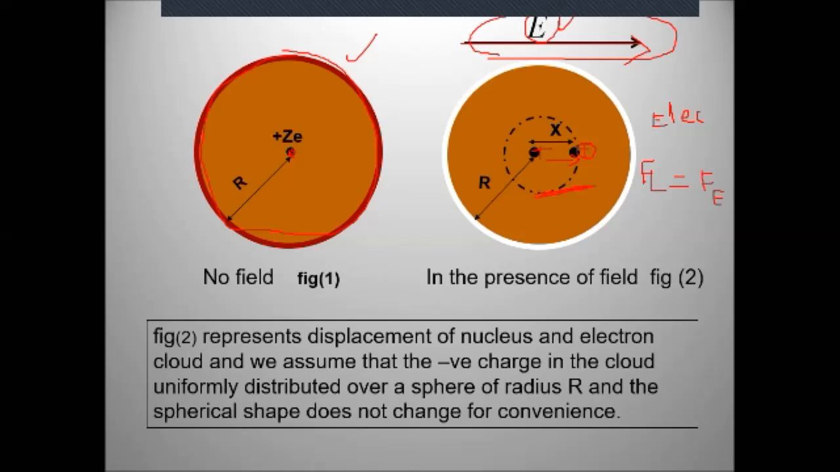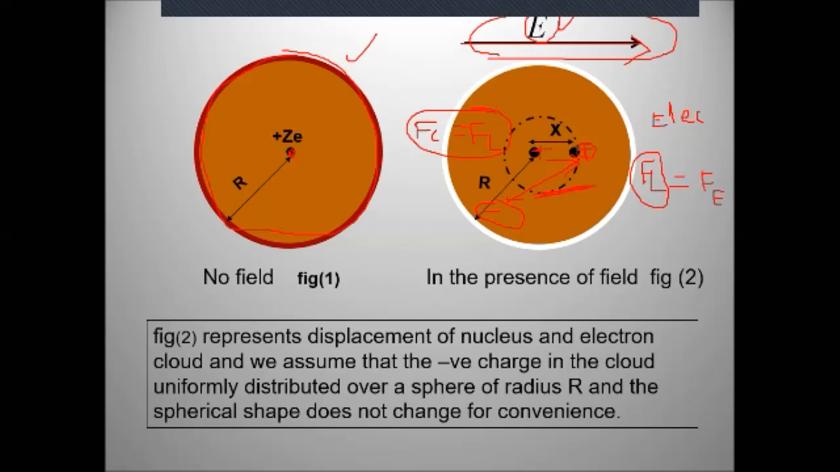Do you understand? Therefore, the Lorentz force FL is equal to what? The Coulombic attractive force, because a positive charge is there and there is an electron cloud. So the Coulombic attractive force Fc is also there. Therefore, Fc is equal to FL, the Lorentz force. That atom is in equilibrium condition.